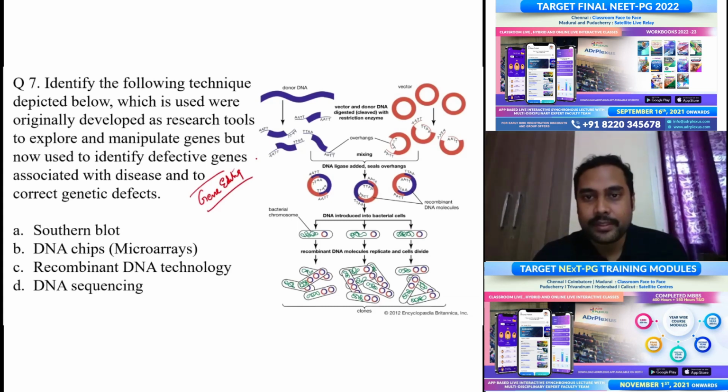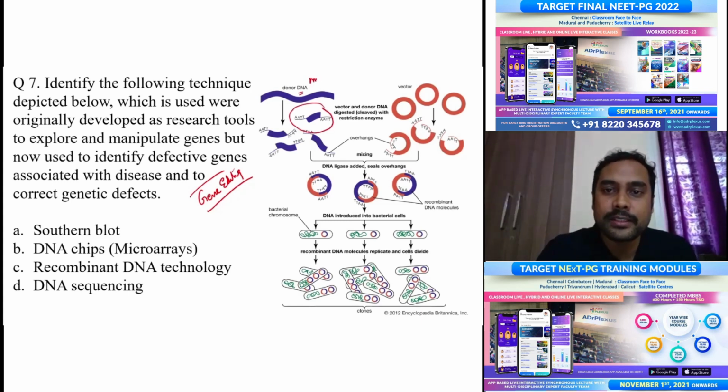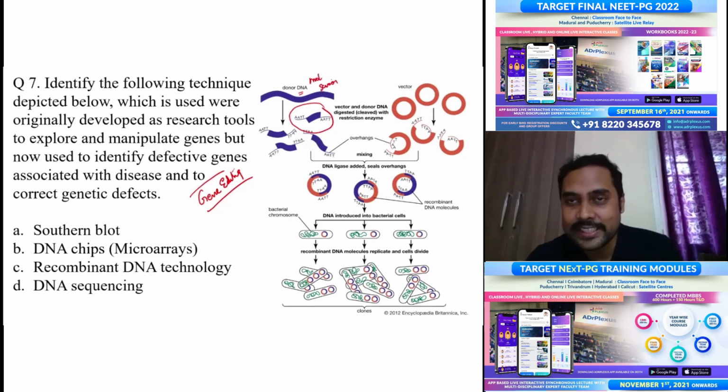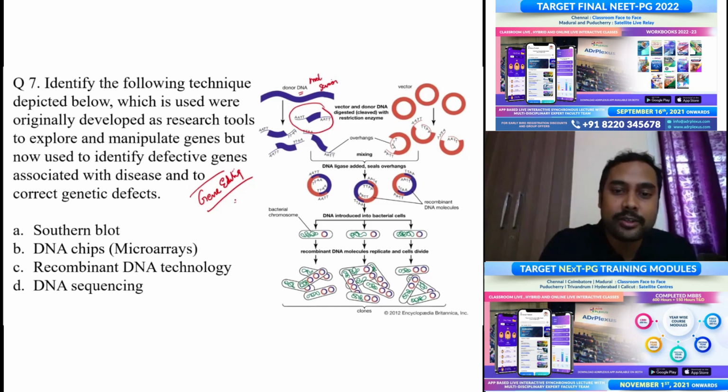Okay, we'll come to that. See here, there is one DNA. You are taking one piece of this DNA. How will you take it? By using a scissor called a molecular scissor. The molecular scissor is called restriction endonuclease.